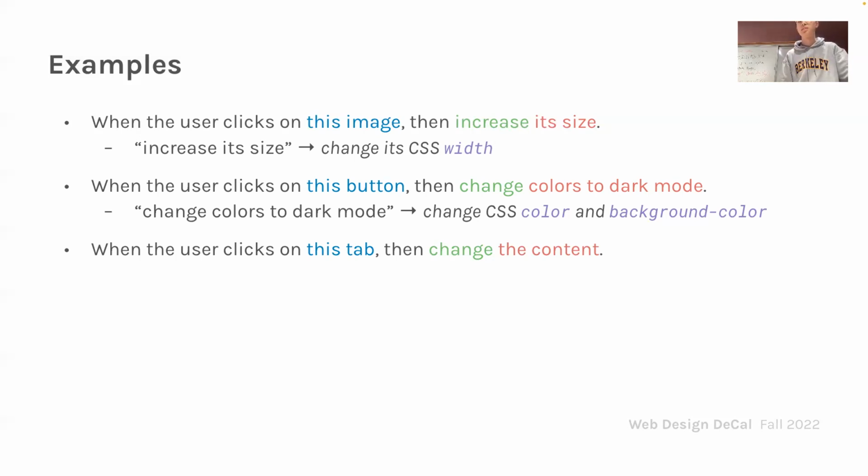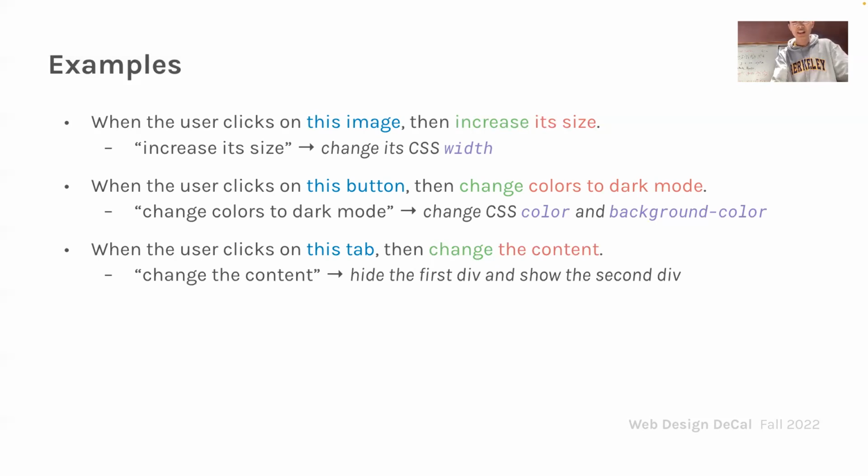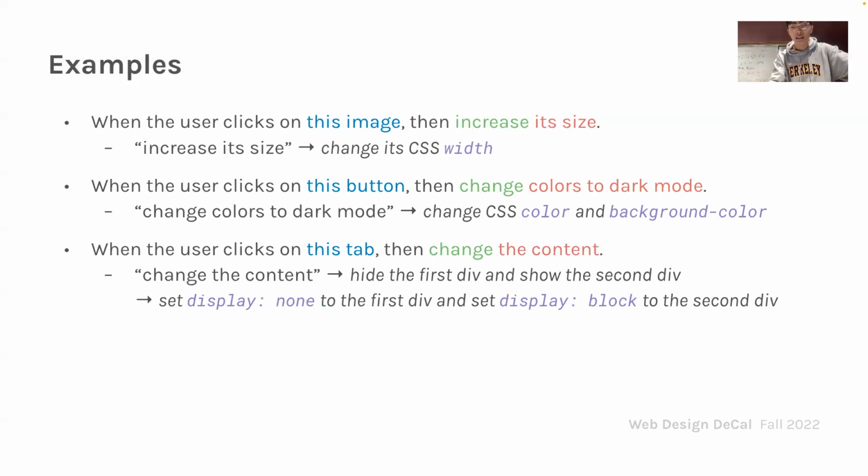This one's a little tougher. Okay, I'll just go through it because it's kind of hard. But changing the content might be, and again, there's multiple ways of implementing these features. But one way we can do this is possibly hide the first div and show the second div. And what we can do to make that happen is with CSS, set the display to none for the first one and maybe display block to the second one.